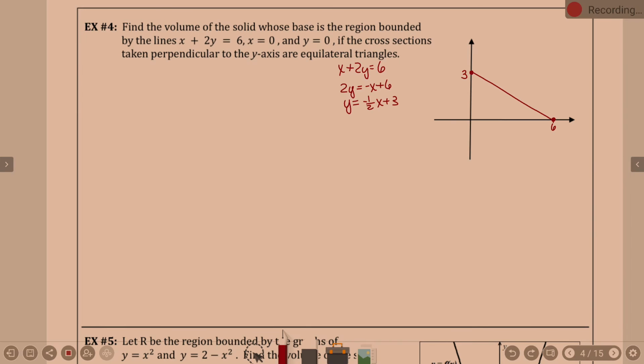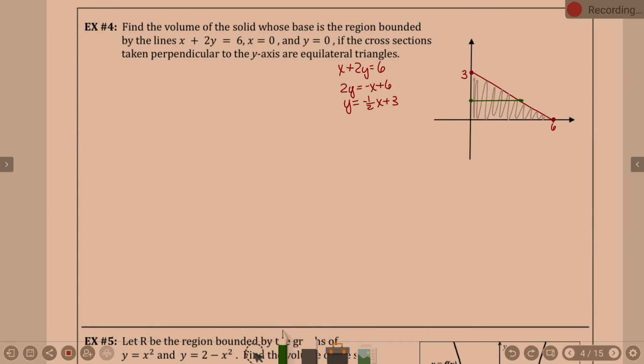Okay. Specifically, I don't even know if I want to try and shade this. Specifically, we're talking about this area in here, right? Like that is our base. That is what we are working with there. Perpendicular to the y-axis. What just happened? Changing it up, aren't we?